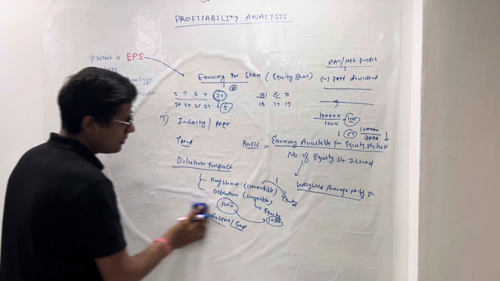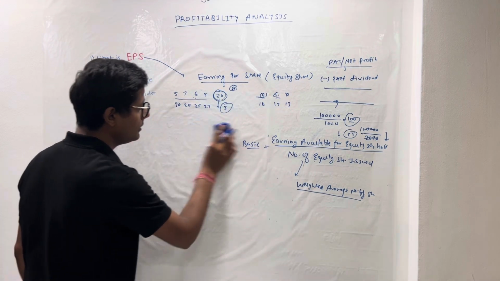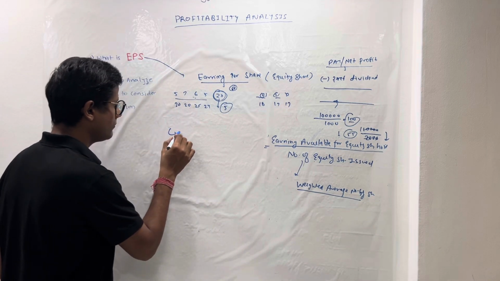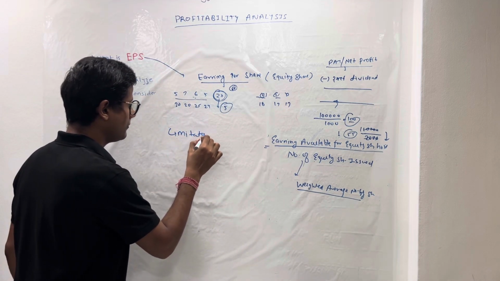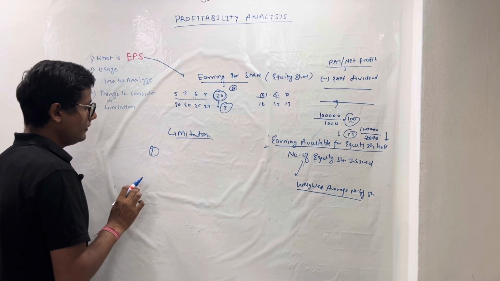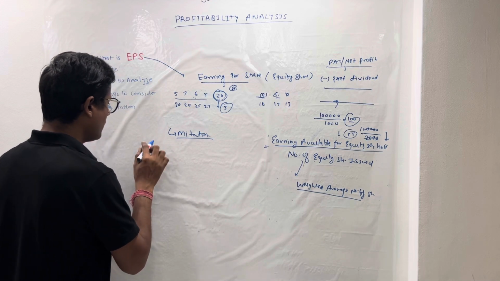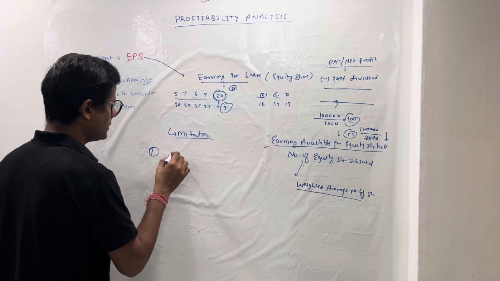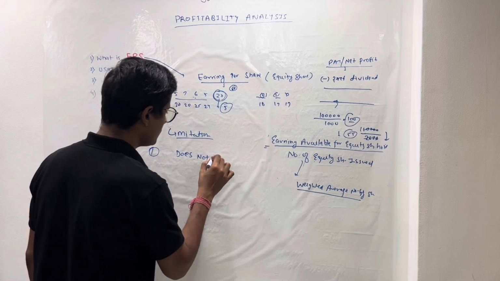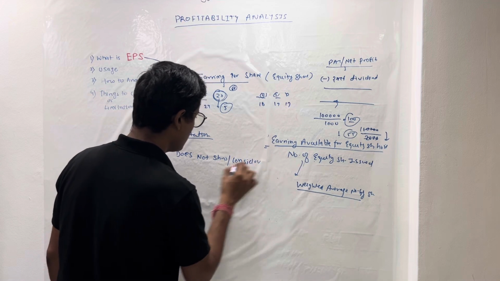Now let's look at what may be the limitations of EPS. One of the limitations of EPS is that it does not show or consider cash flow.